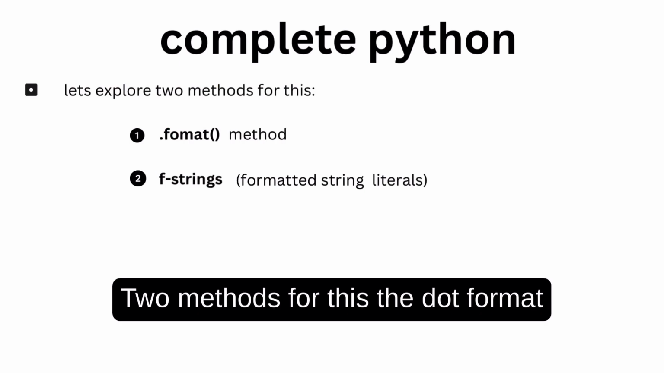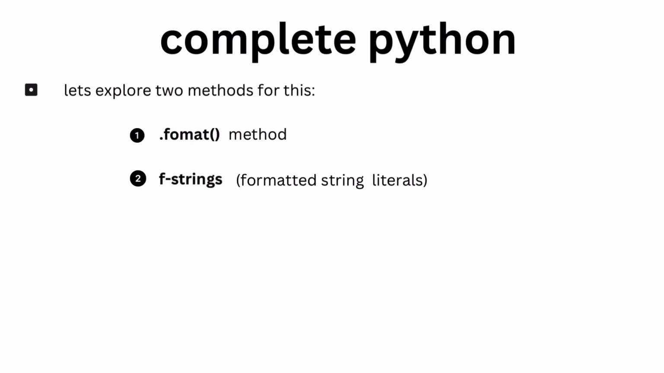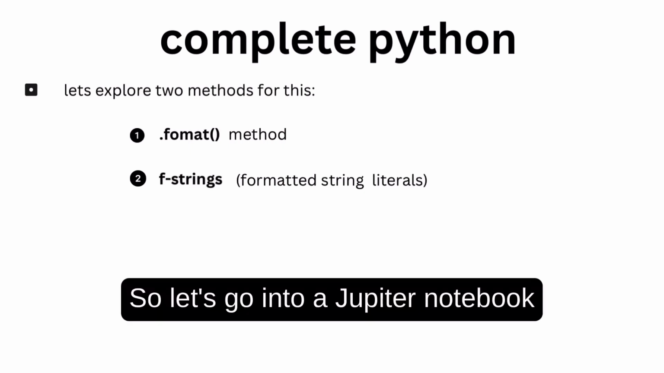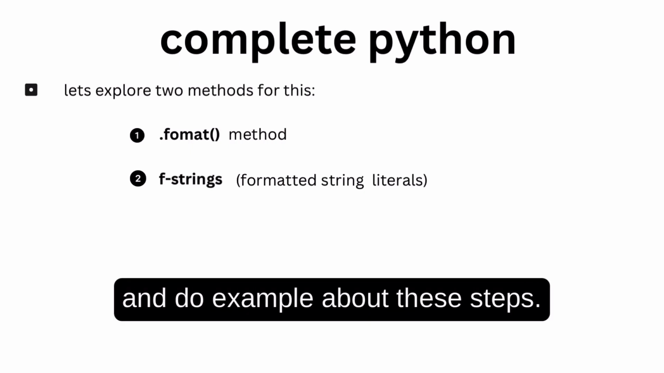So there are two methods for this: the dot format method and the f-strings, formatted string literals. So let's go into our Jupyter notebook and do examples about these steps.